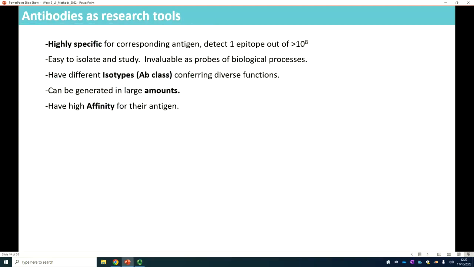Let's move on to antibodies and their use as research tools. So obviously antibodies are particularly useful. They're highly specific for their corresponding antigen. They're easy to isolate and study, and they're really invaluable probes of biological processes, as we'll see throughout today's lecture. We also have different isotypes, so different classes of antibody, and this can confer diverse functions, and they can be generated in large amounts as well. And of course, they have a very high affinity for their antigen.